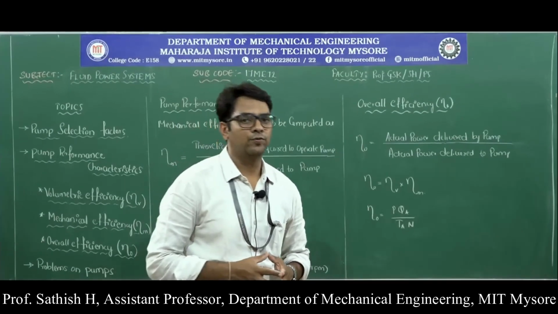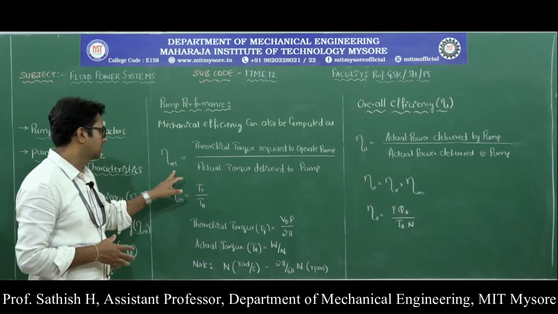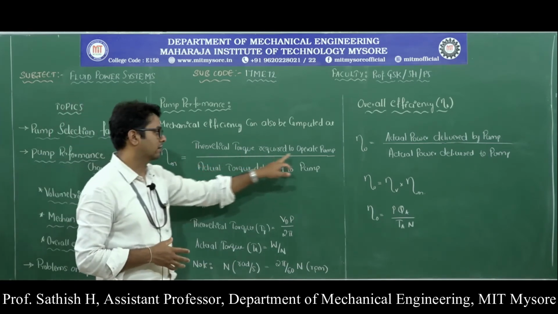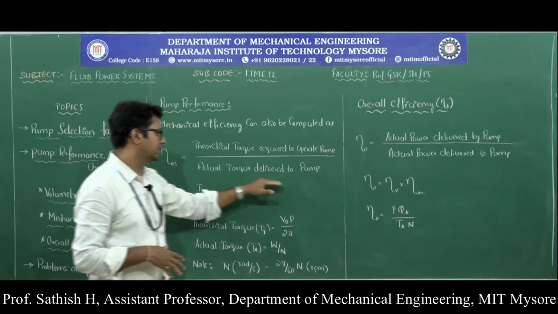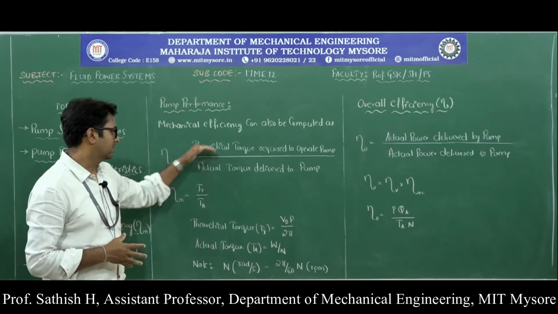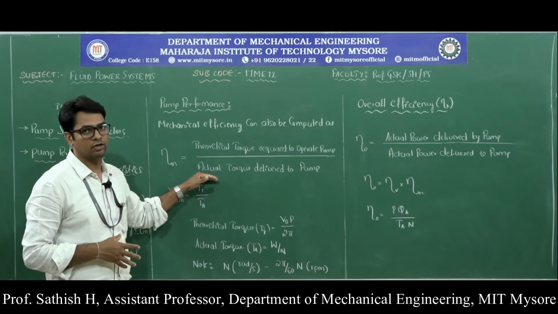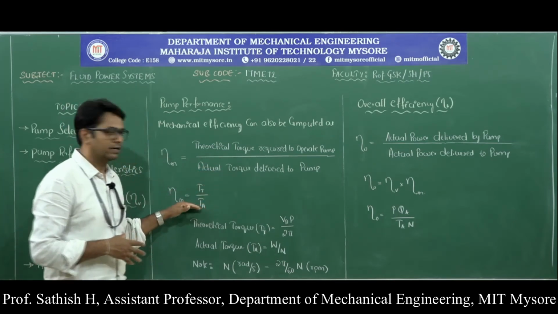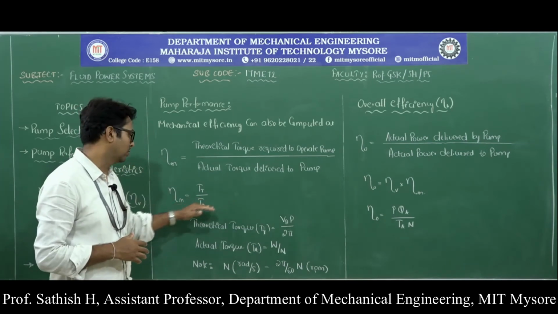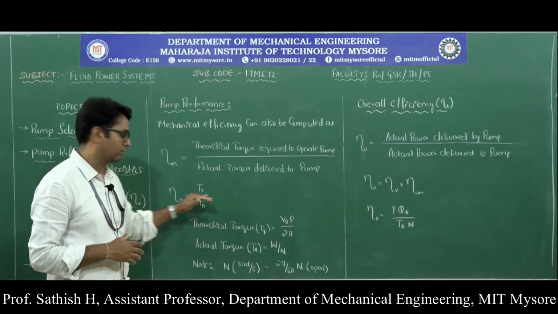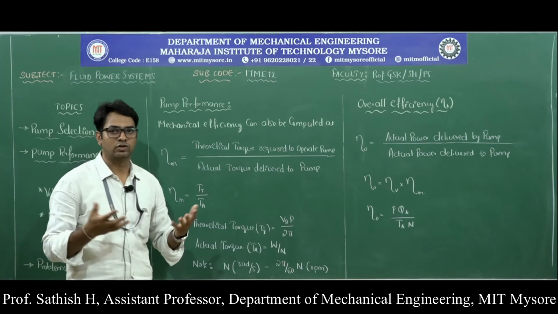There is one more way in which we can find this mechanical efficiency. That is nu m is equal to the theoretical torque required to operate the pump, in the numerator, divided by the actual torque delivered to the pump. So that is the ratio of the torques. Using these notations we can write it as nu m is equal to TT divided by TA, where TT is the theoretical torque and TA is the actual torque.